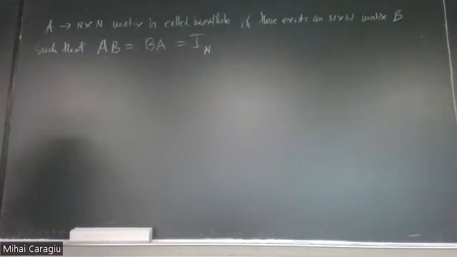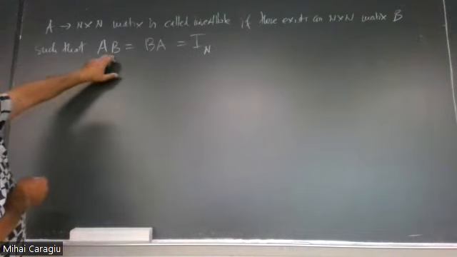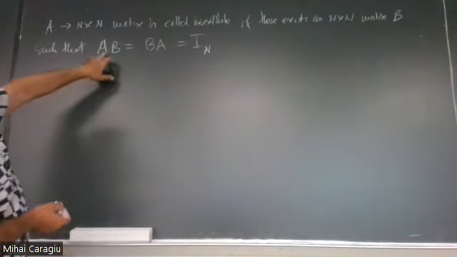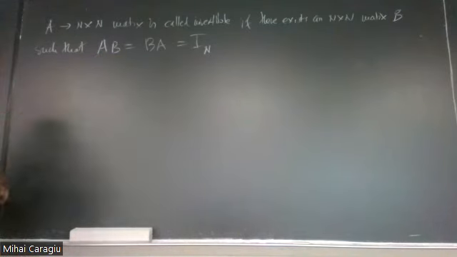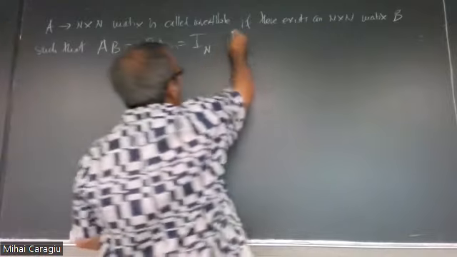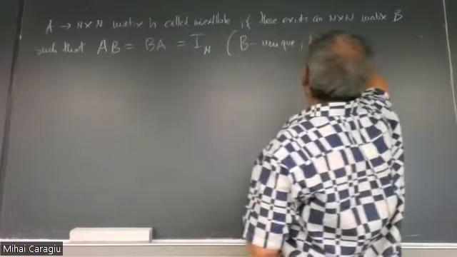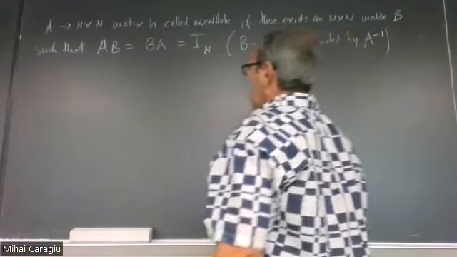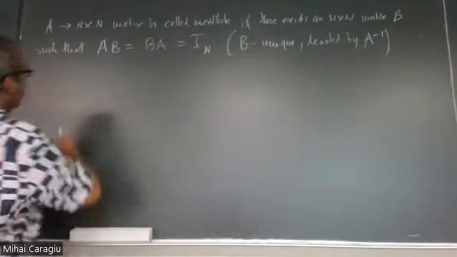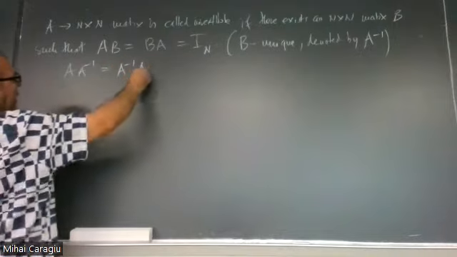One is for real numbers what the identity matrix is for matrices. So a matrix is invertible if there exists another matrix B, which turns out to be unique, with the property AB equals BA equals I sub n. If such a B exists, B is unique and denoted by A inverse. So in other words, the inverse satisfies A times A inverse equals A inverse times A equals I sub n.